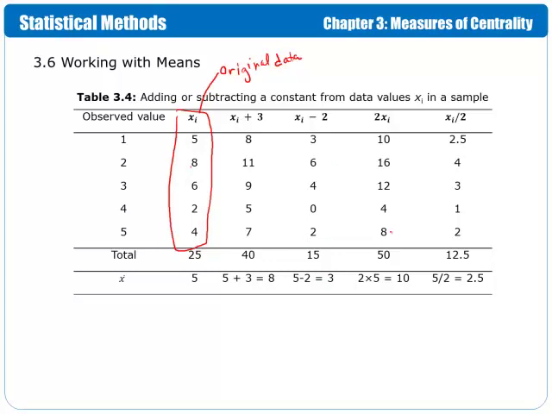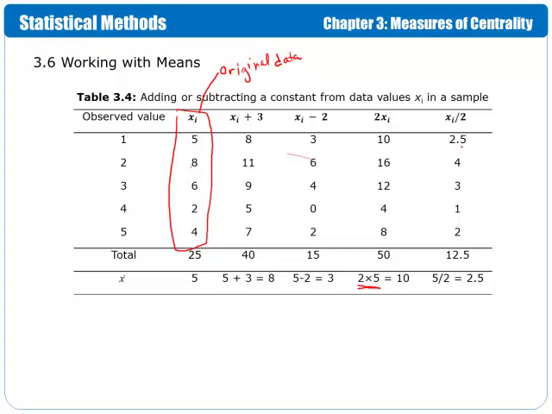What happens if we multiply every observation by 2? Well, we have the 5 and we multiply it by 2, we get 10. We have the 8, we multiply it by 2, we get 16, and so forth. Then the effect that it has on the mean is the same as if we had multiplied the original sample mean by 2, that constant.